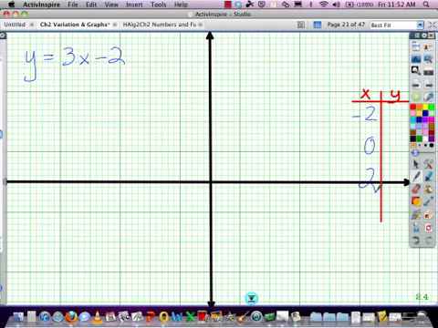Put a negative 2 in for x. 3 times negative 2 is negative 6. Negative 6 subtract 2 is negative 8. Put a 0 in. 3 times 0 is 0. 0 take away 2 is negative 2. And lastly, put a 2 in. 3 times 2 is 6. 6 take away 2 is 4.